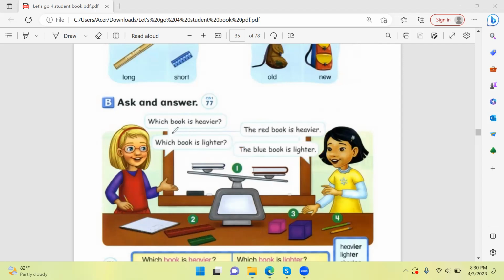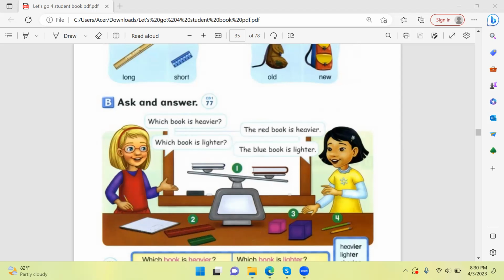So I will repeat the question. Which book is heavier? Is it the red book or the blue book? Red book. It's the red book. Very good. How about the book which is lighter? Is it the red book or the blue book? It's the blue book. Okay, very good. The blue book is the lighter. So now let's proceed to the next one.